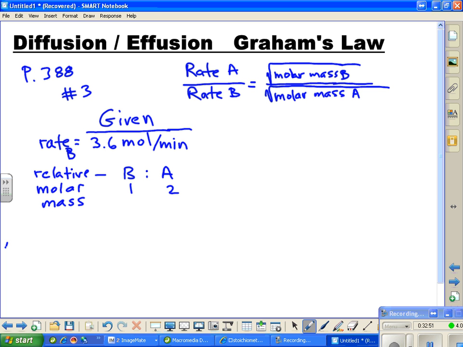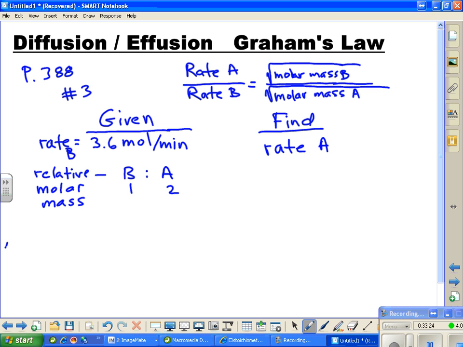Are we clear of what's going on? Okay. This guy, A, is twice that of the guy that effuses at the 3.6. So what are we supposed to find? The rate of diffusion for A. Okay. The rate of A. The guy that's twice as fast, right?